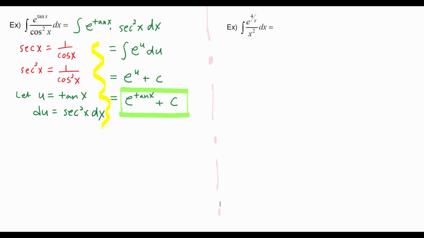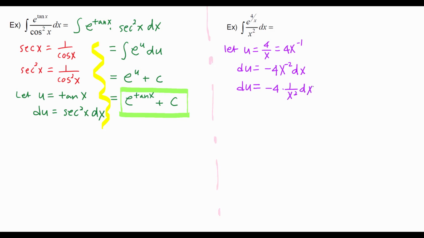How about the integral of e to the 4 over x all over x squared dx? Again, since this is not e to the x, it must be e to the u. So let u be 4 over x. 4 over x is 4 times x to the negative 1 power. So then my du is negative 4 x to the negative second power dx, which is equal to negative 4 times 1 over x squared dx.